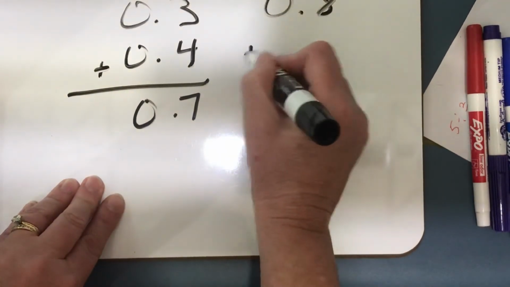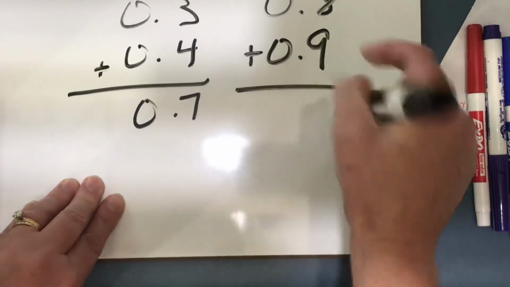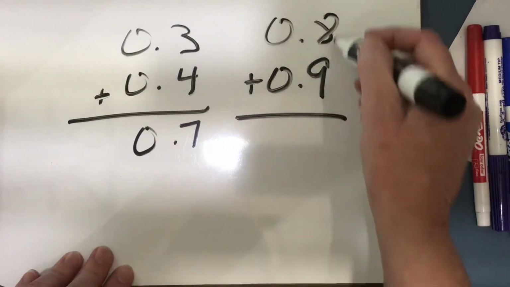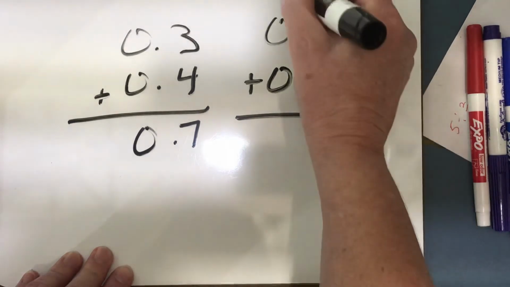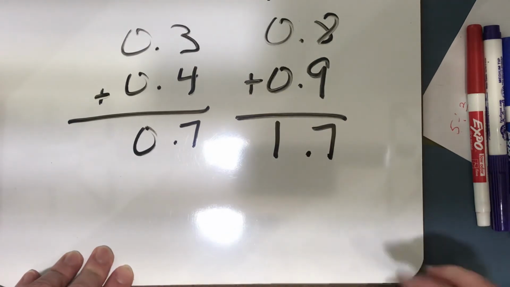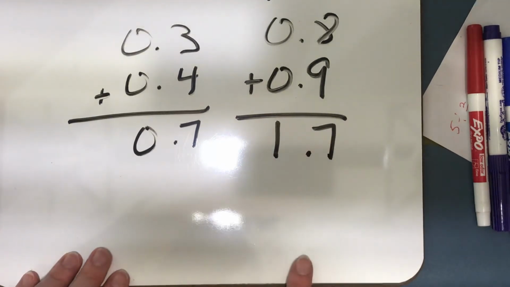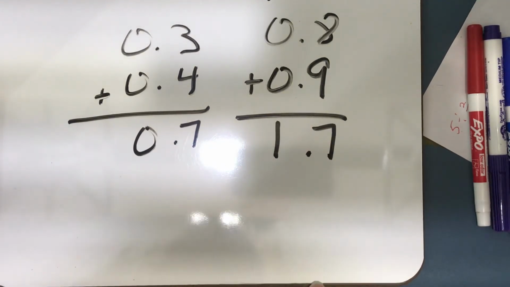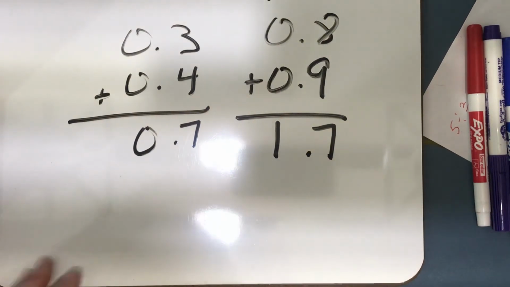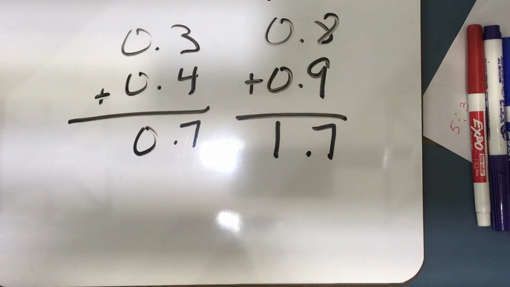8/10 plus 9/10. 8/10 and 9/10 are both less than 1. But when I add 8 plus 9, I get 17. Put my decimal point. It's 1 and 7/10. That's greater than 1. So that would be false. It is not always less than 1. Here's an example.